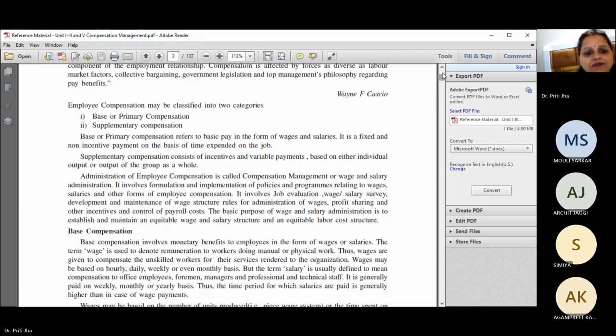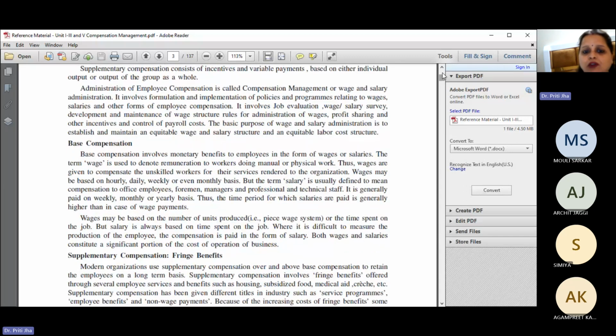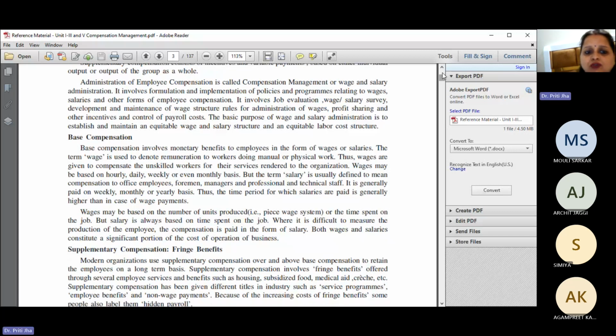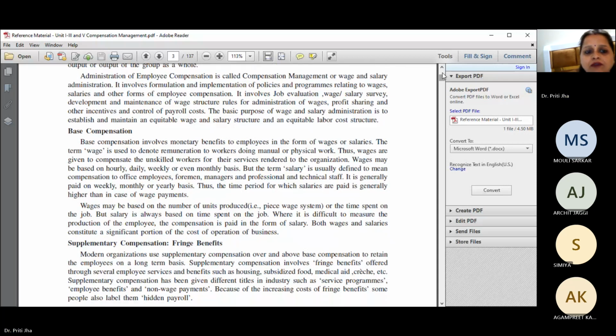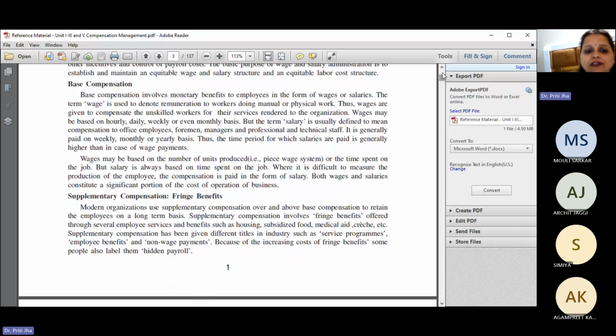as a whole. Now, base compensation involves monetary benefits to employees in the form of wages or salaries. The term wage is used to denote remuneration to workers doing manual or physical work. Wages may be based on the number of units produced or the time spent on the job. But there is a difference between salary and wages. Wages may be based on number of units produced, but salary is always based on time spent on the job.